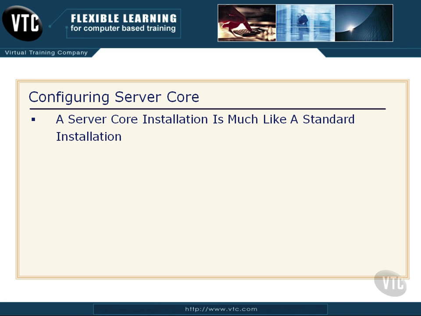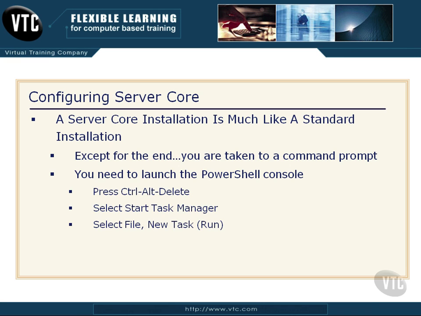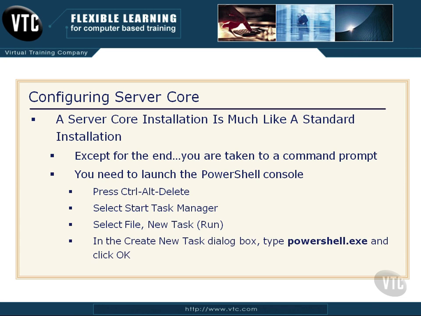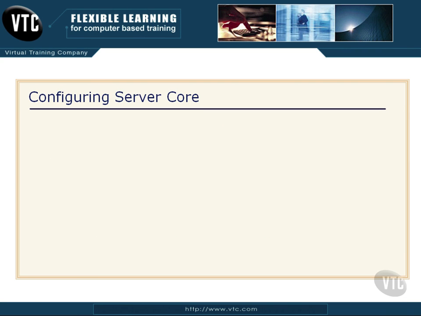When we're installing Server Core, it's very much like a standard installation, except for the end part, because you're taken to a command prompt and suddenly you're sitting there thinking, I don't know what to do here. And if you're looking for a PowerShell command prompt, you're thinking, whoa, there's no run bar, there's no anything. How do I get to a PowerShell console? Well, here's how you do it. Press Ctrl-Alt-Delete, then select Start Task Manager, then select File, New Task, Run, and in the Create New Task dialog box, type PowerShell.exe, click OK, and you will see your PowerShell console.